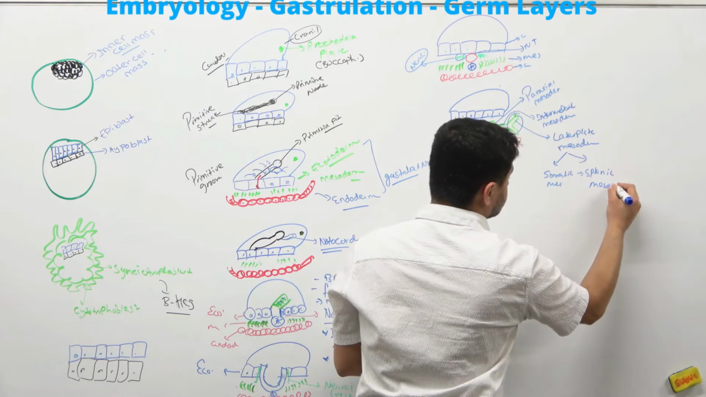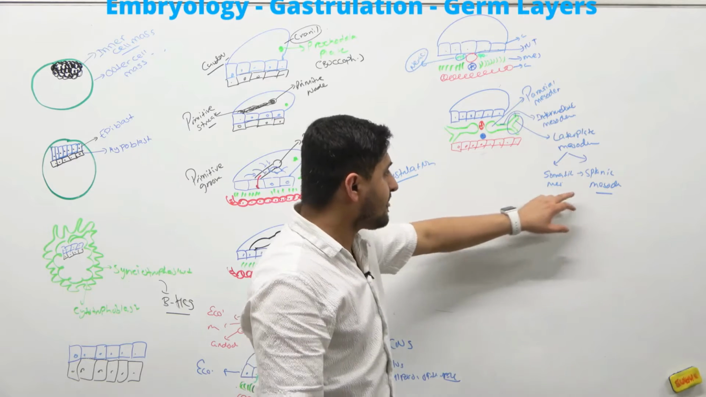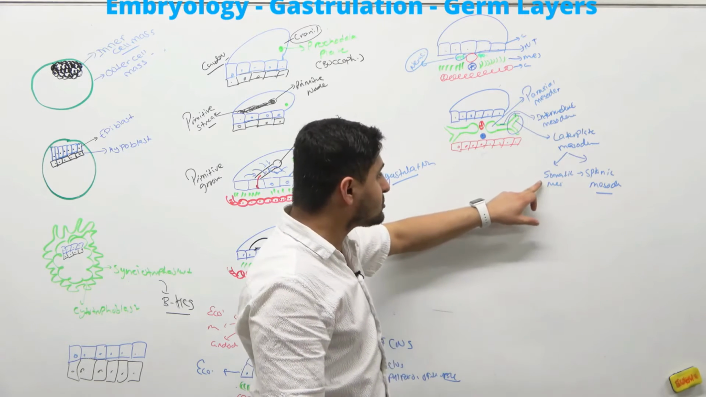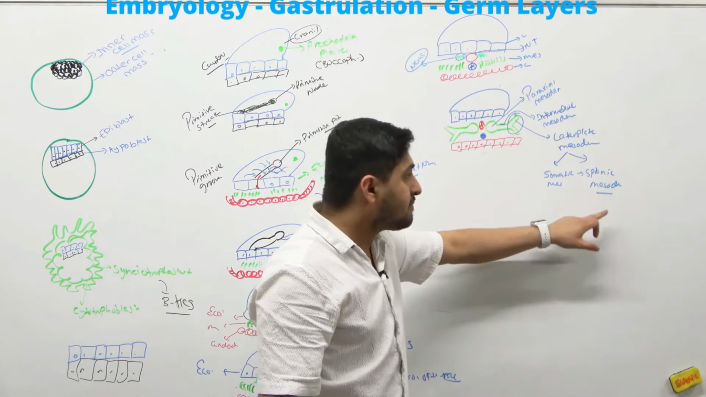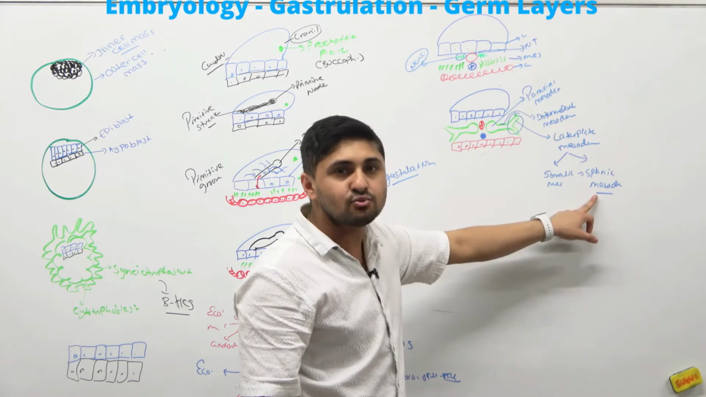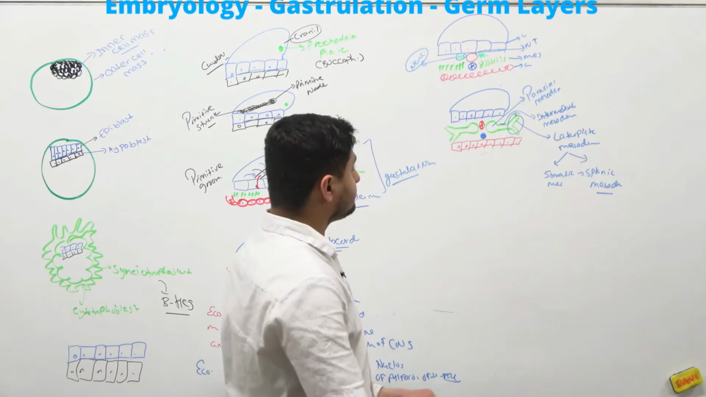This is a very important concept, because the somatic mesoderm is basically the parietal layer, and the splanchnic mesoderm is the visceral layer. This splanchnic visceral layer is what's going to make your heart later, right? So this is a very important concept you have to remember.